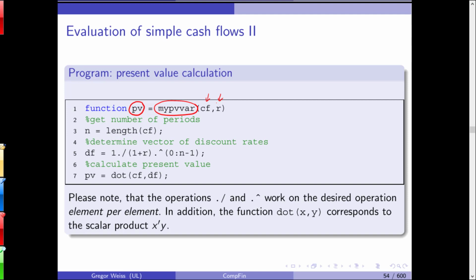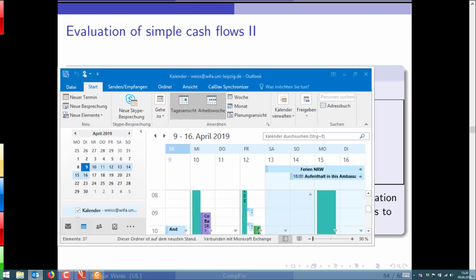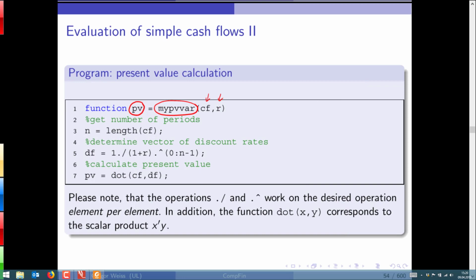As you might know from simple programming languages, it doesn't matter that your input has to be called CF or it has to be called r. If you were to insert any matrix or vector or number here, the function will just rename the input variables you've given to the function as CF and as r in the function. And the output will be PV.